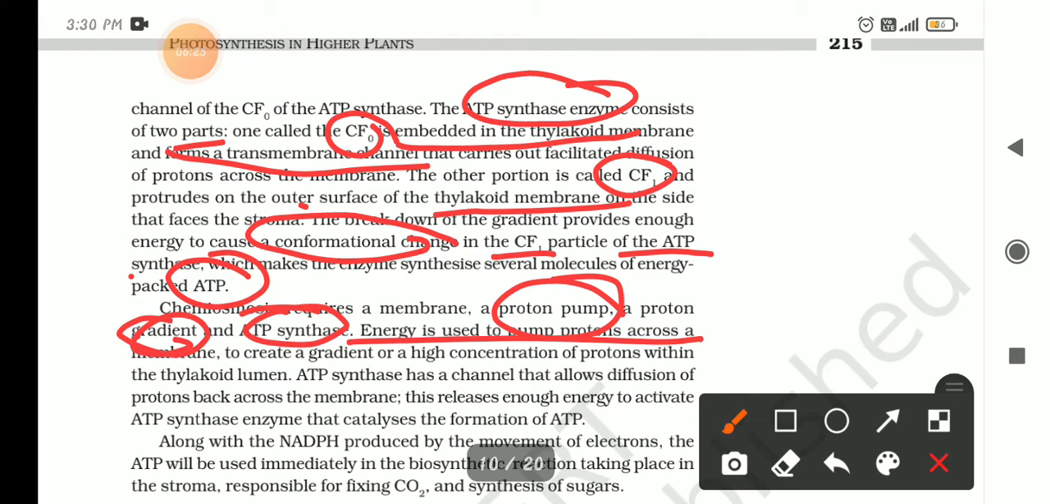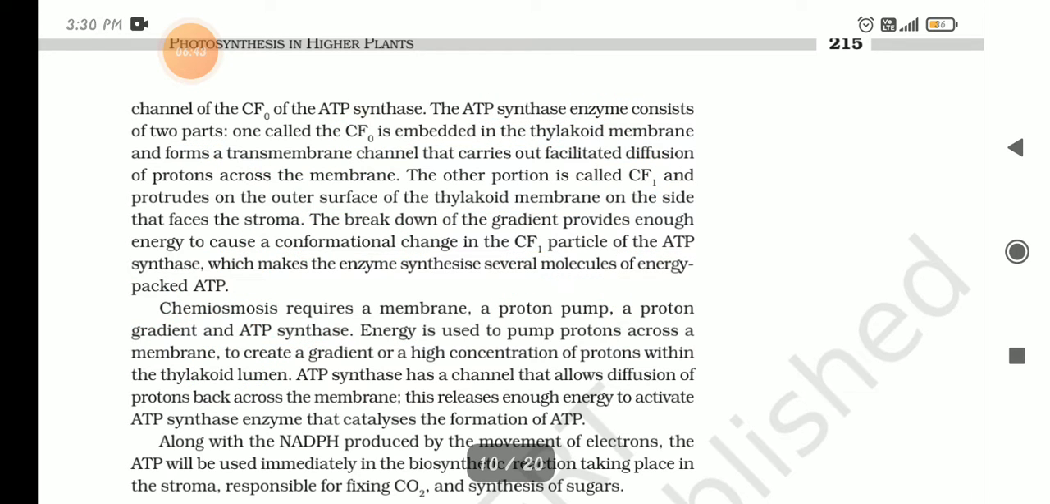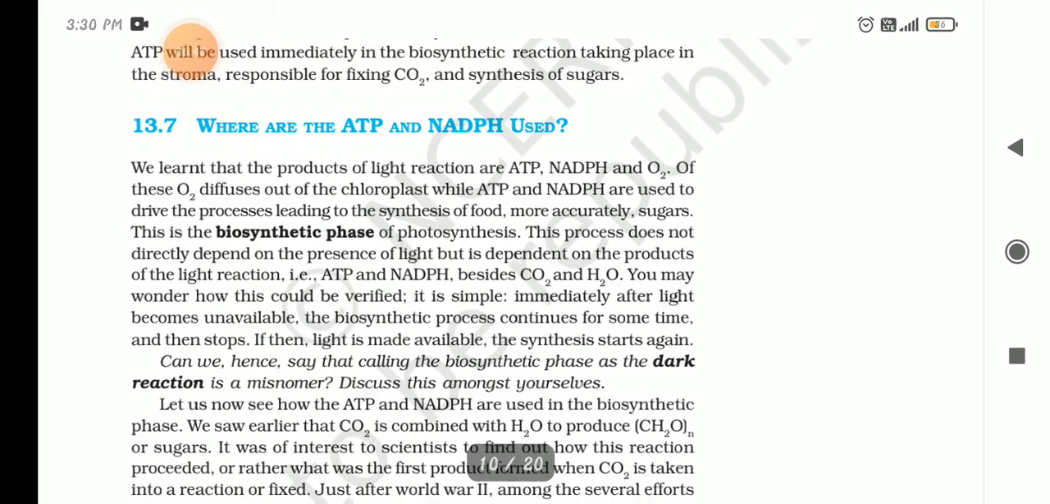And energy is used to pump protons across the membrane and create a gradient, or high concentration of protons, within the thylakoid lumen. ATP synthase has a channel that allows the diffusion of protons back across the membrane. This releases enough energy to activate this enzyme, which leads to the formation of ATP.